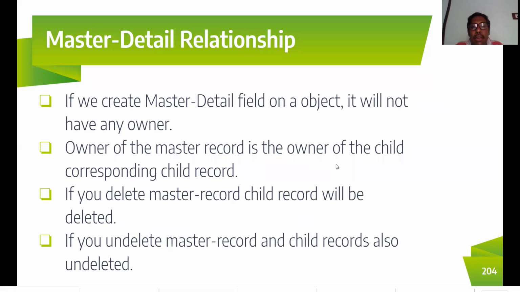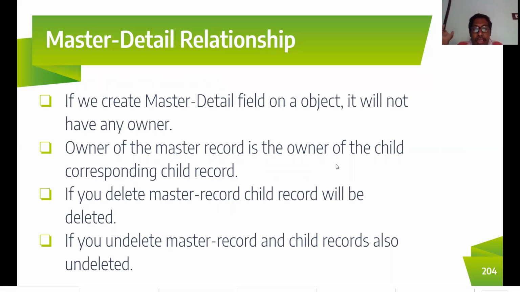If we create a master detail field on an object, it will not have any owner. So when we create a master detail field on the object, you don't have any owner. The owner of the master record is the owner of the child record. The child record will not have any owner field. Only from the master field is it going to take the owner field.